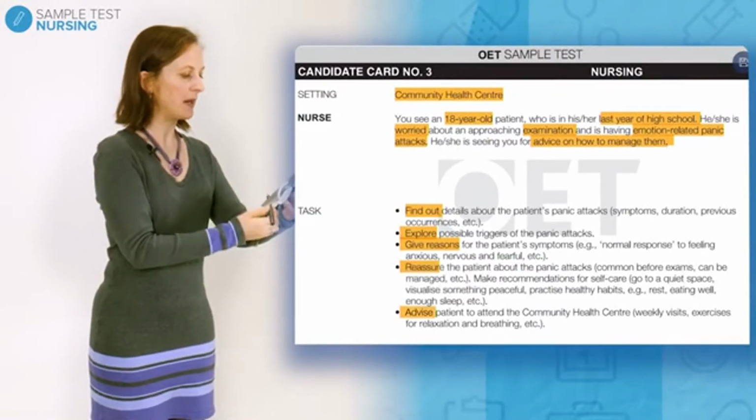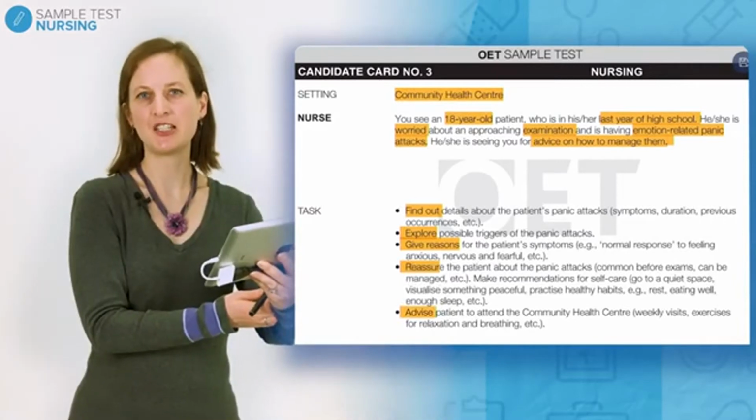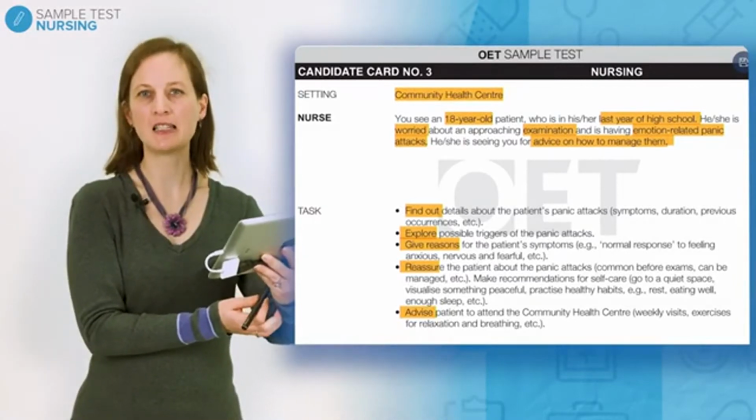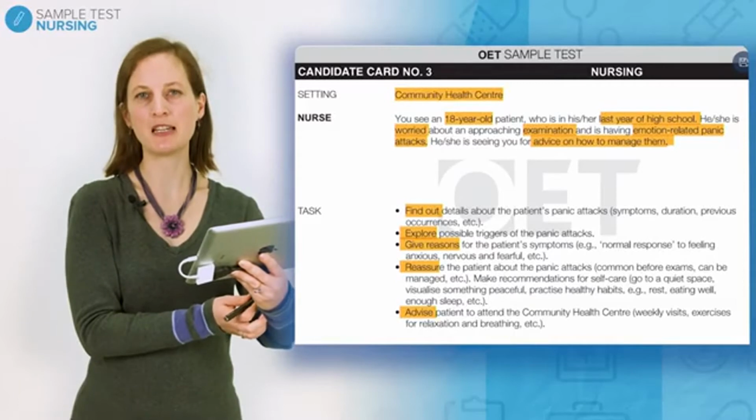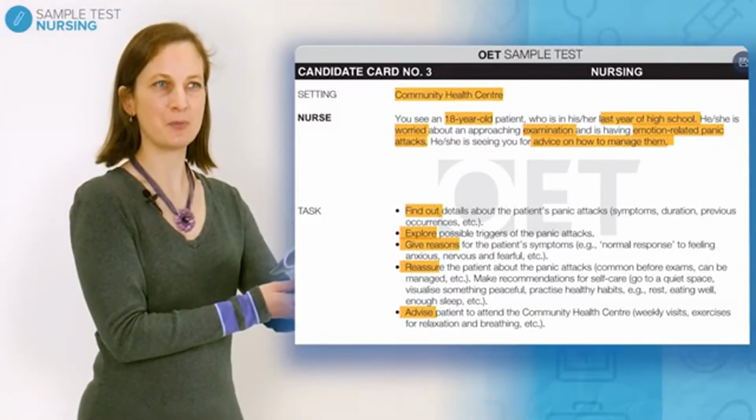Advise means to suggest the patient attends the community health centre. Lastly, run through this checklist. Is there anything unexpected to the patient in what I'm going to tell them? In this case, the answer is no. The tone of the tasks is positive.